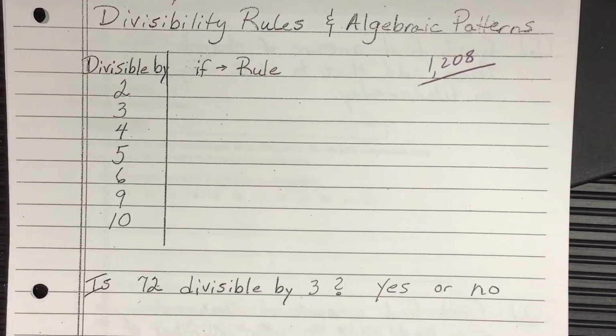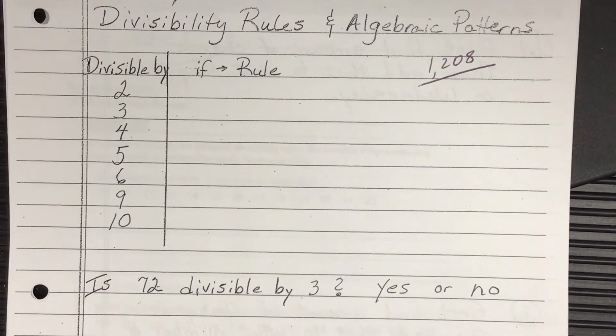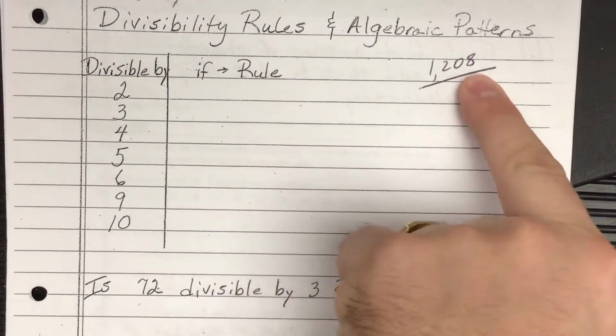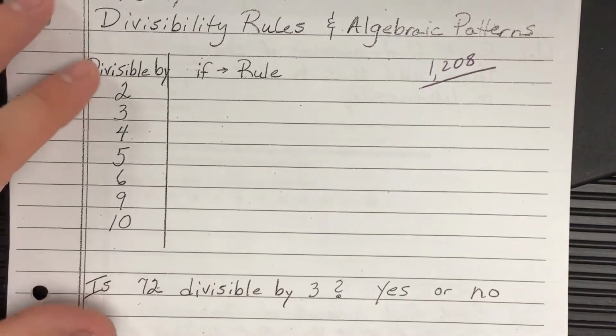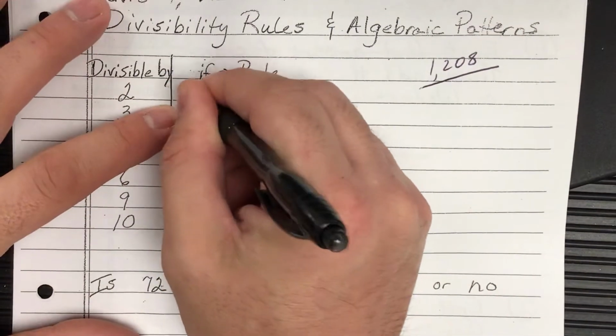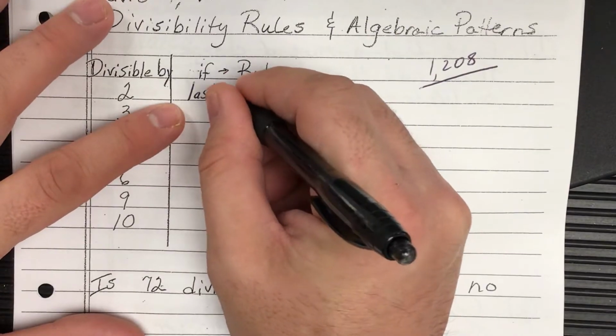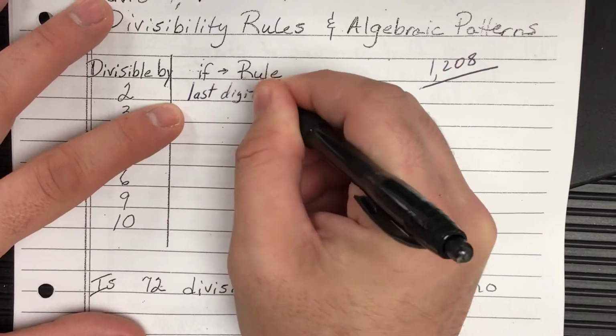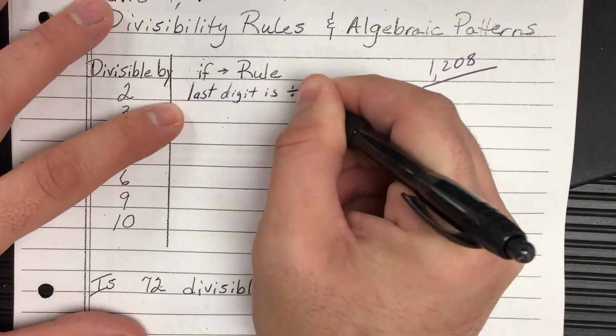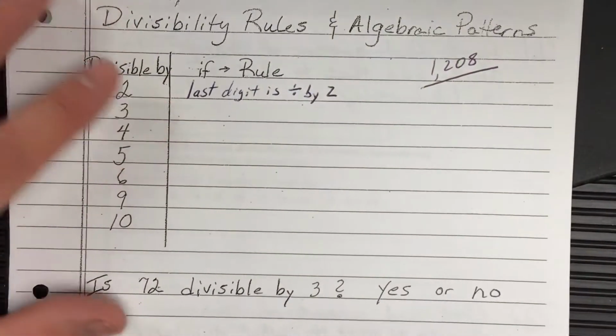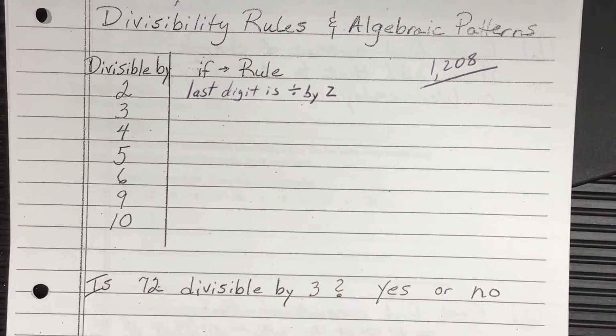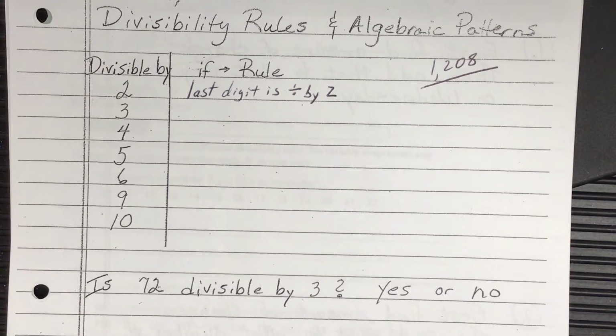How do I know if it's even? 2, 4, 6, 8. The last digit, right? So 2 goes in there if the last digit is divisible by 2. That's what the definition of even is.